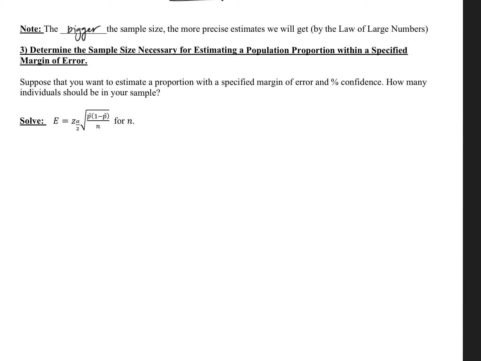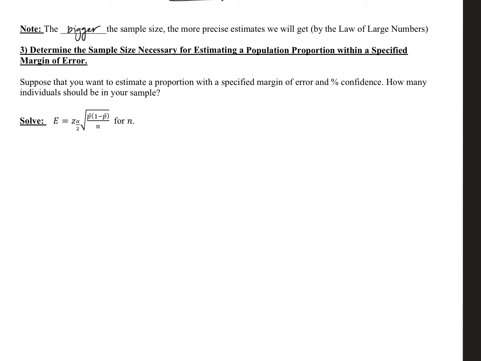Now let's take a look at 3. Determine the sample size necessary for estimating a population proportion within a specified margin of error. So this time we want a certain amount of error. You don't want that much error when you're working with things in real life. So you're asking, what sample size do I need so that my error is on the smaller side?